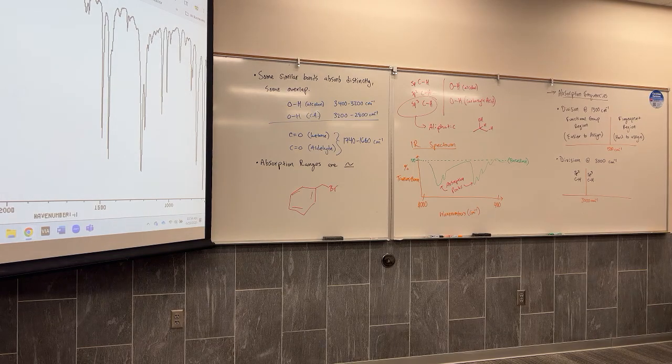But will you see more peaks down in the below 1000 range, with the other bonds? No, not for the nitro group. Those are the two absorptions for the nitro. It'll be only those.